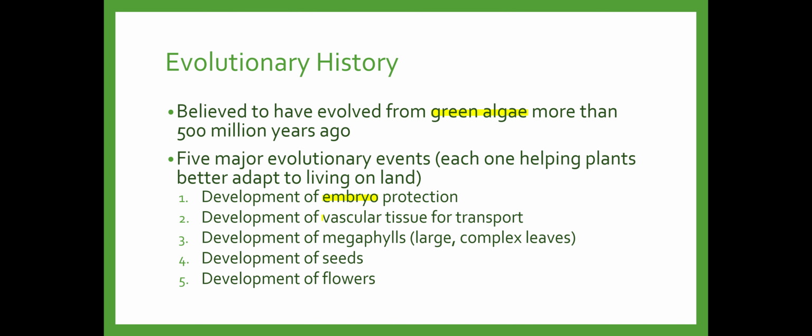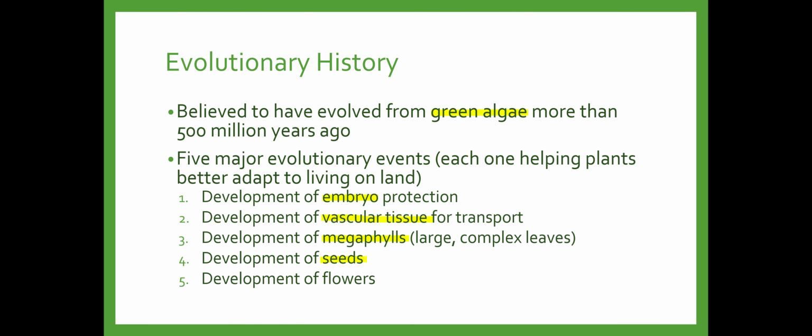We're going to see development of vascular tissue. And we're not really going to go into the details of this vascular tissue in this lesson. We'll focus more on the details of it in a future lesson, but the vascular tissue is all about transport. We're going to look at the development of megaphylls, and so this is going to be the large leaves. Our earlier plants are not going to have big leaves with a large surface area.